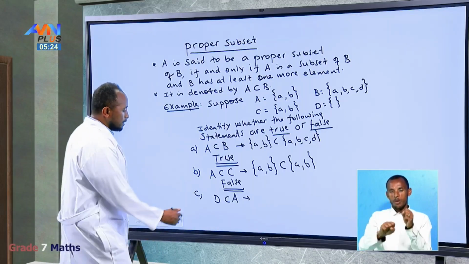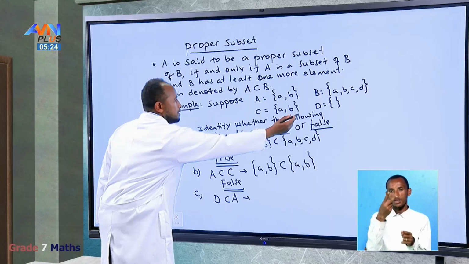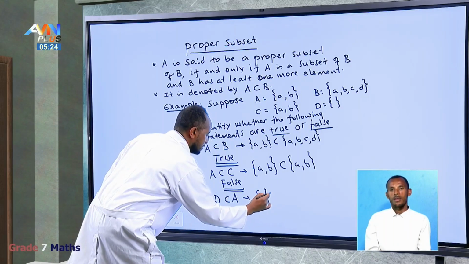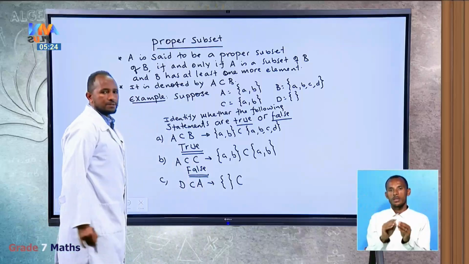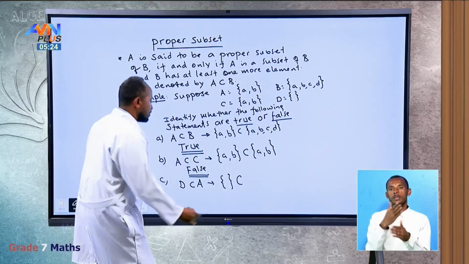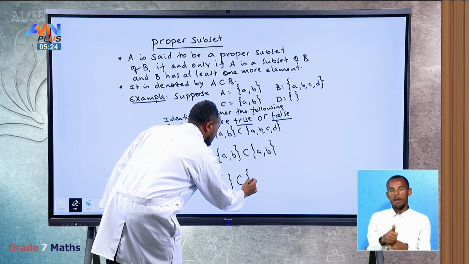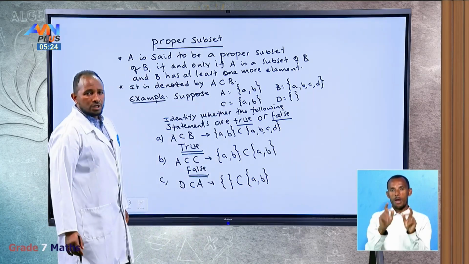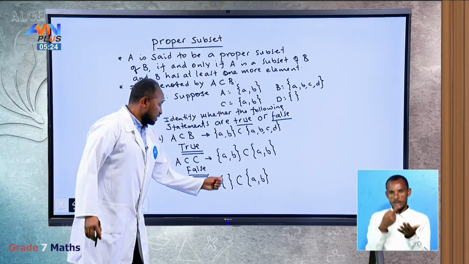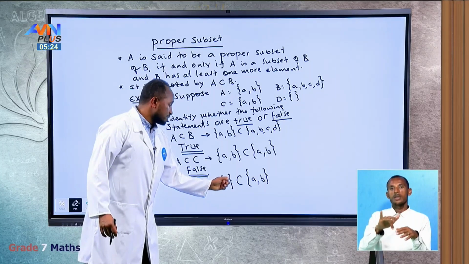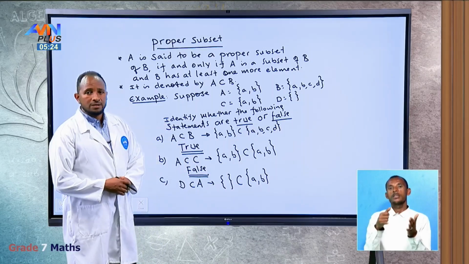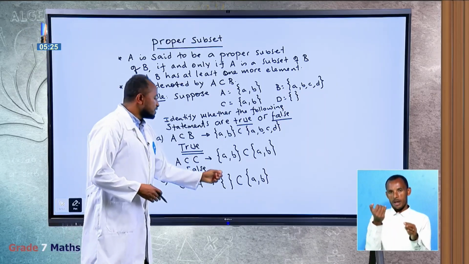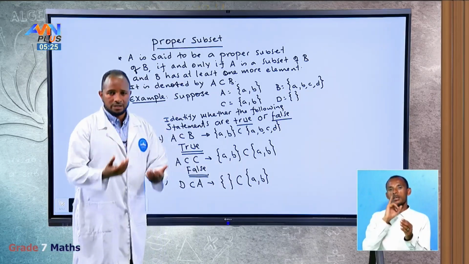So here, when you see set D, D has no element. It's empty. Is it a proper subset of set A, which contains the two elements A and B? To check this, first, it is an empty set. Is this empty set a subset of the second set? Yes, it is. We said earlier, an empty set is a subset of any set.